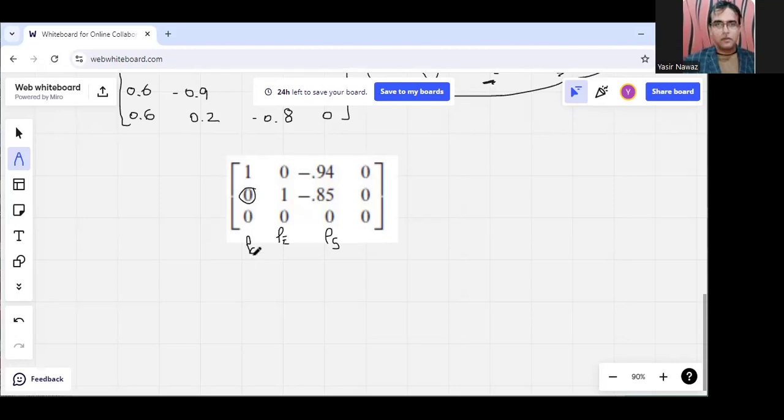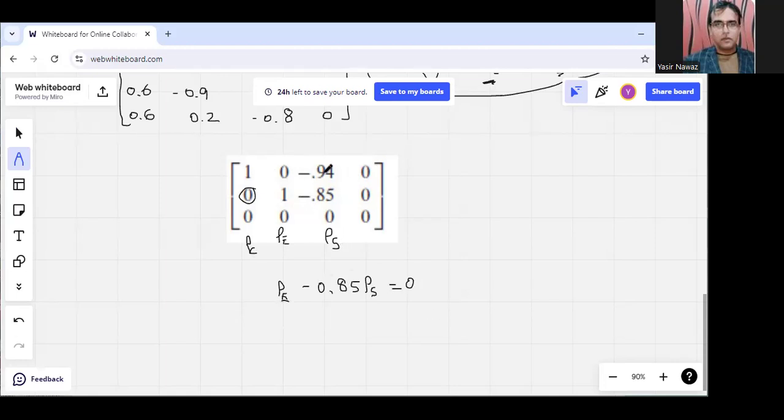So 0 times PC would be 0. The second quantity in the second row will multiply with PE, so 1 into PE, and then minus 0.85. The third entry will multiply with PS. And this is the right hand side, so that equals 0. So that's one equation.